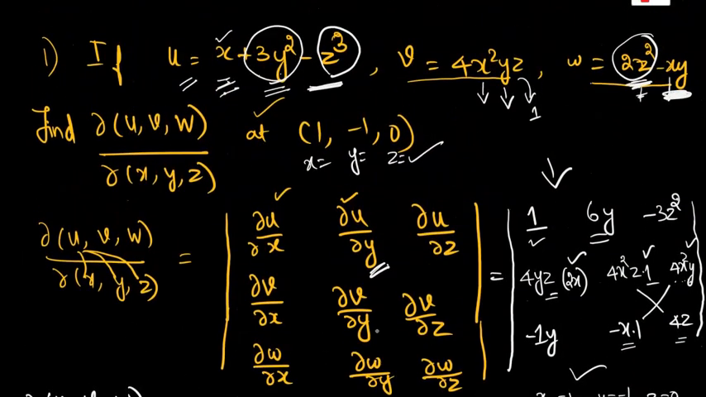See here. U is given in terms of x, y, z directly. So it's easy for us to write del u by del x. Suppose if they don't give it directly, then we have to find out one in terms of the other, and then we have to find out the Jacobian value. Let's solve one problem based on that.